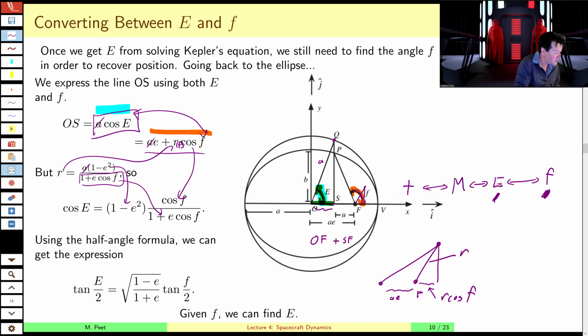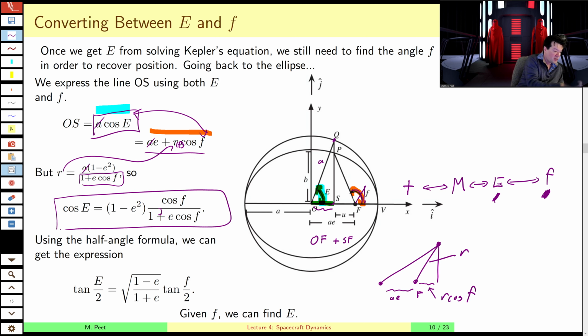So we now have an expression for eccentric anomaly in terms of true anomaly. Now, are we done? Well, not quite, because we actually want to be able to solve in both directions. I guess this would give an expression for eccentric anomaly in terms of true anomaly, so it would give you this direction. But we also want to be able to solve for true anomaly in terms of eccentric anomaly. Fortunately, there's a simpler version of this equation.